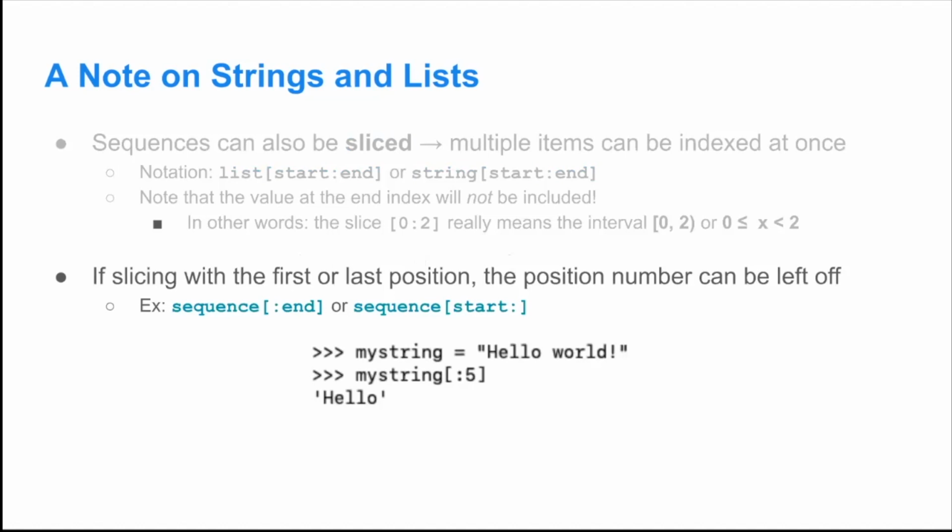Also, just a quick shortcut, if you're slicing with the first or last position, you can actually leave off the position number. So for instance, if you're just interested in everything that's before a specific end position, you can just do colon end position. Or if you're looking for everything starting from one position all the way to the end, you can just do start position colon and then end bracket. So if we just want the first 5 characters in this example string, we can just do open bracket colon 5 close bracket, and you'll see it only returns the first 5 characters.